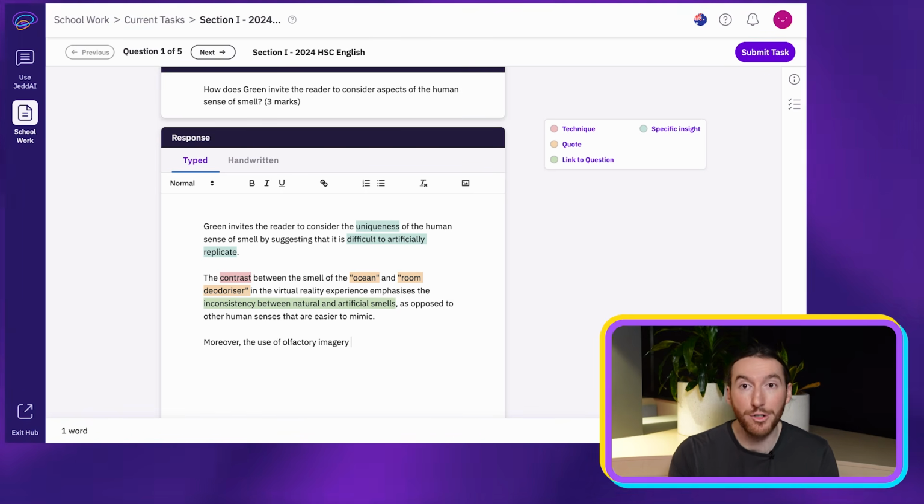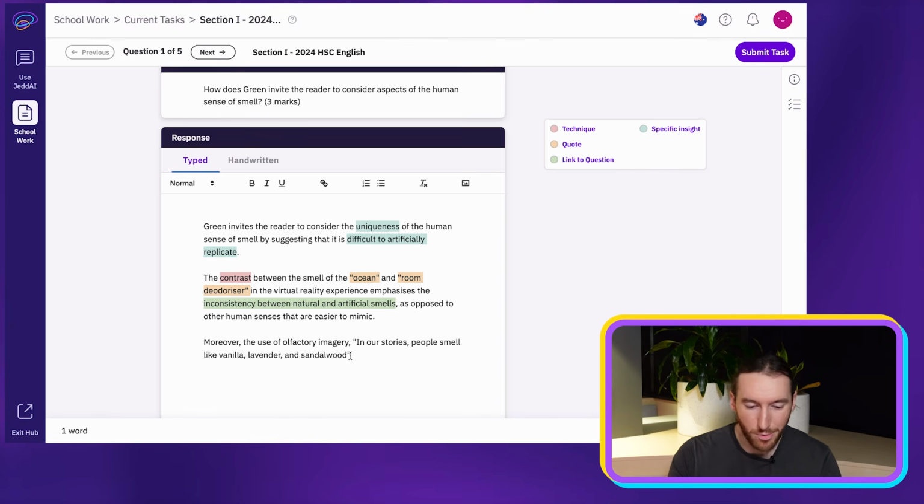If you didn't know olfactory on the day, you could just say imagery, but you need to have a technique. The use of olfactory imagery. So in this case, I won't say "in" because the start of the quote has the word in. "In our stories, people smell like vanilla, lavender, and sandalwood." And we don't need to include the full stop at the end here unless we were making a point about it being a short sentence or something like that, which would be short syntax. That's possible. But because we're not doing that, I'm just going to leave out the full stop so that we can continue the sentence. Moreover, the use of olfactory imagery.